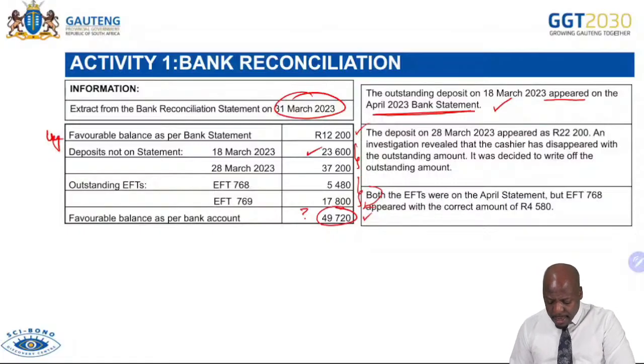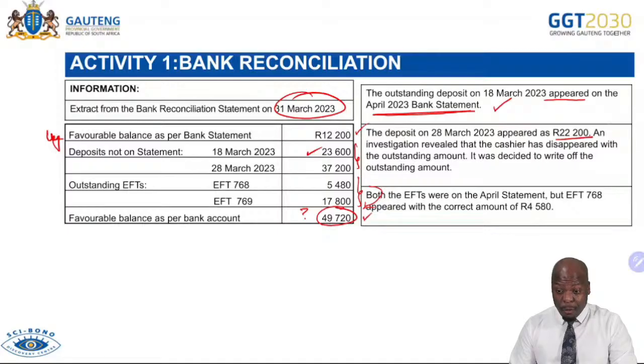It reads, the deposit on 28 March 2023 appeared as 22,200. An investigation revealed that the cashier has disappeared with the outstanding amount. It was decided to write off the outstanding amount. Okay, so what we know here is that there's a deposit on the 28th of March, and that deposit is appearing now as 22,200. Remember, this deposit was recorded as 37,200 over here.